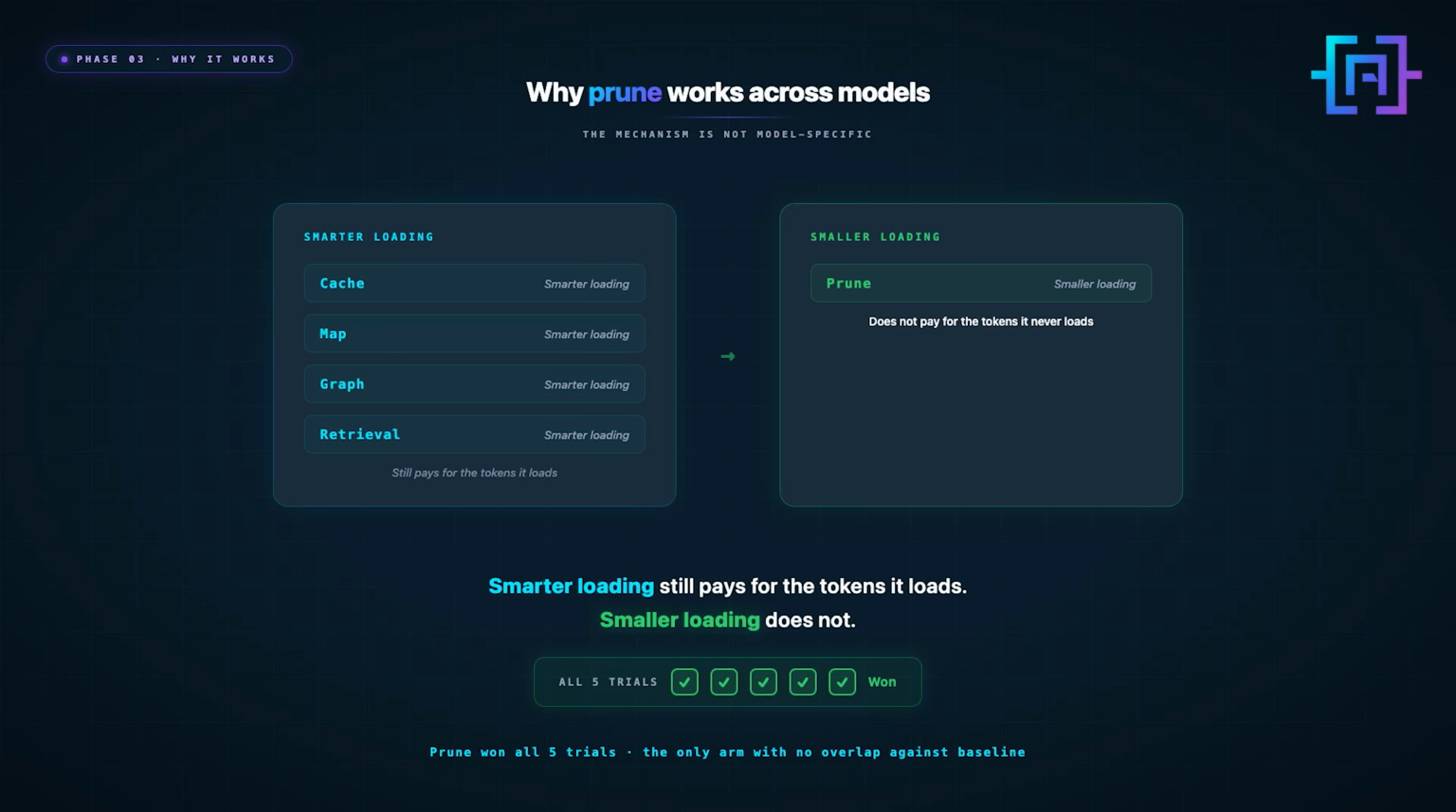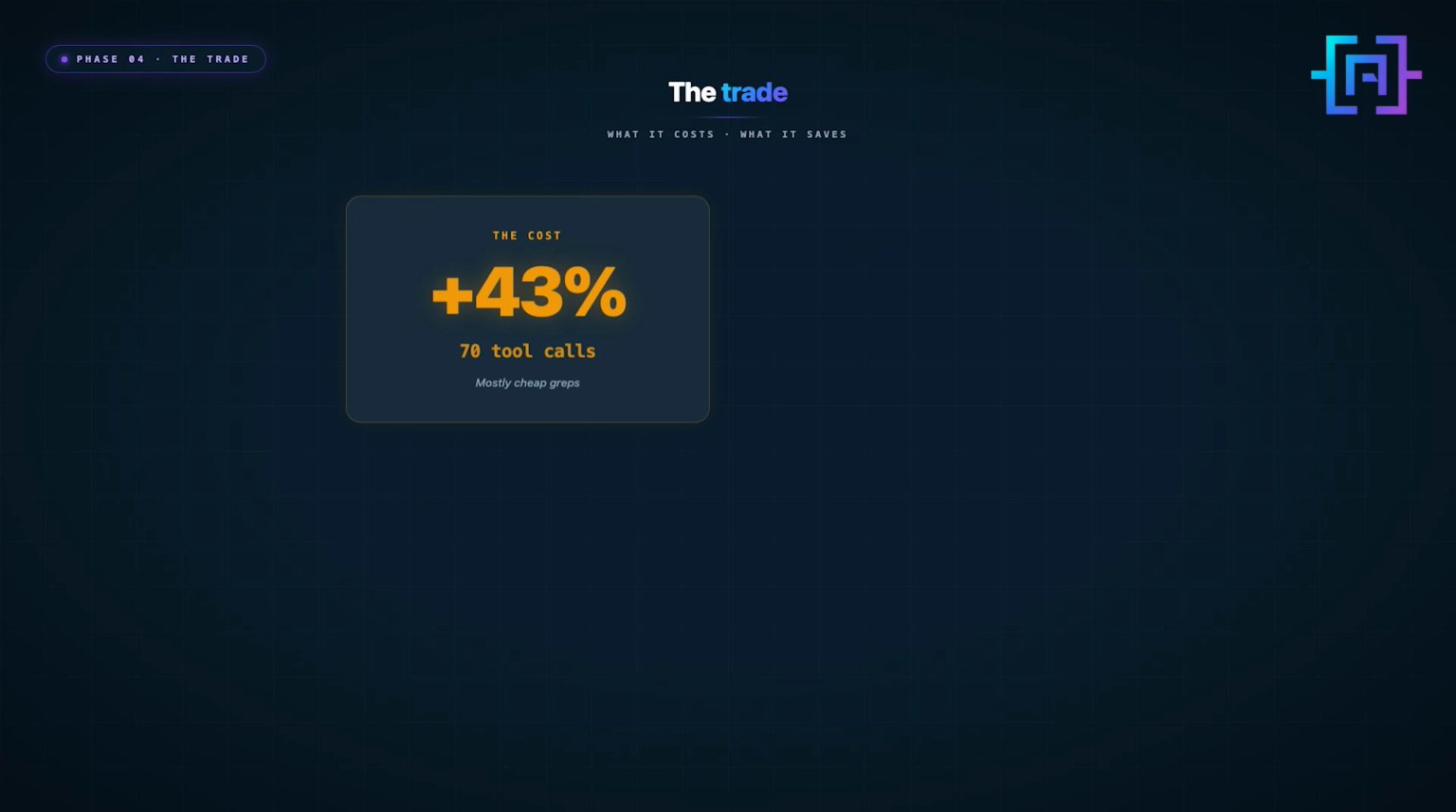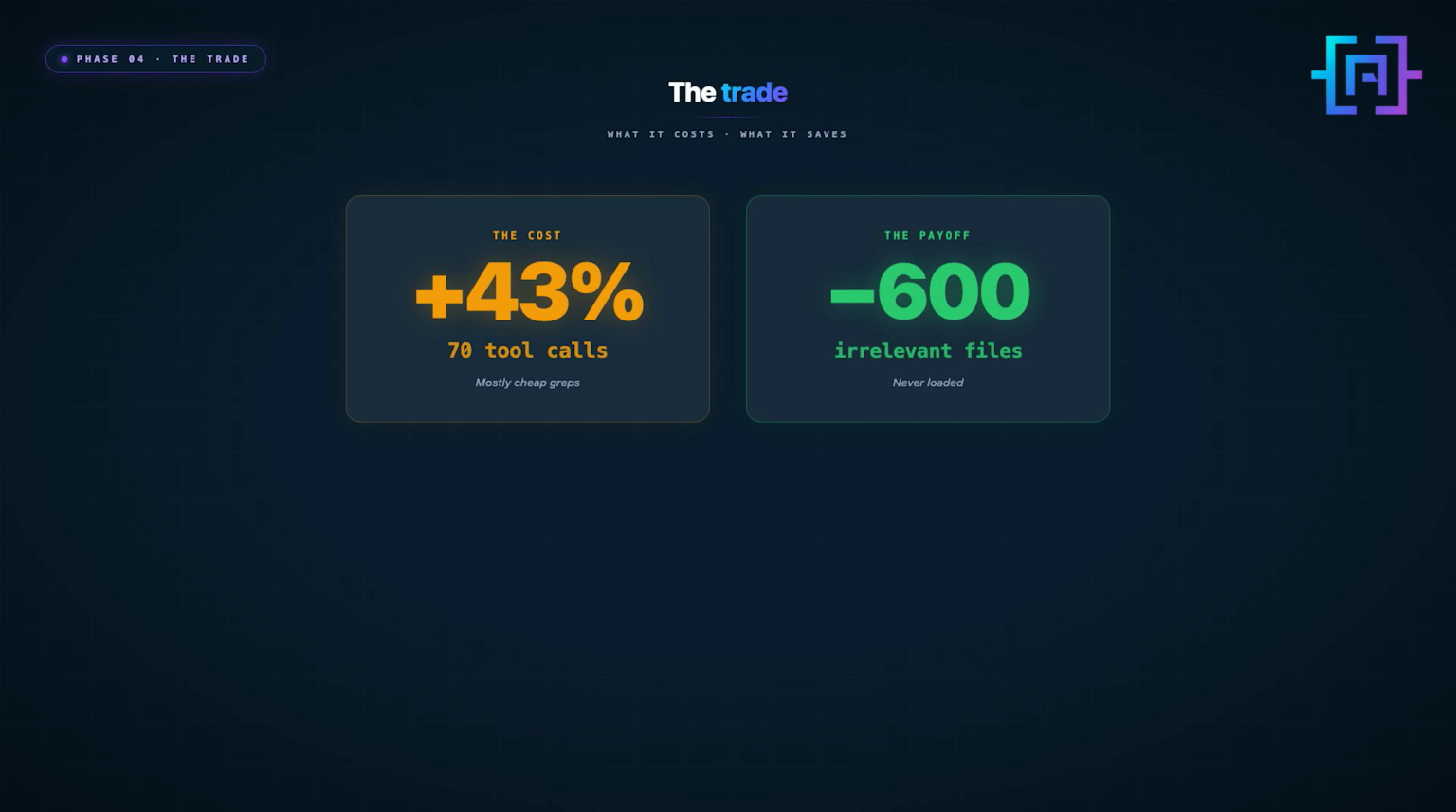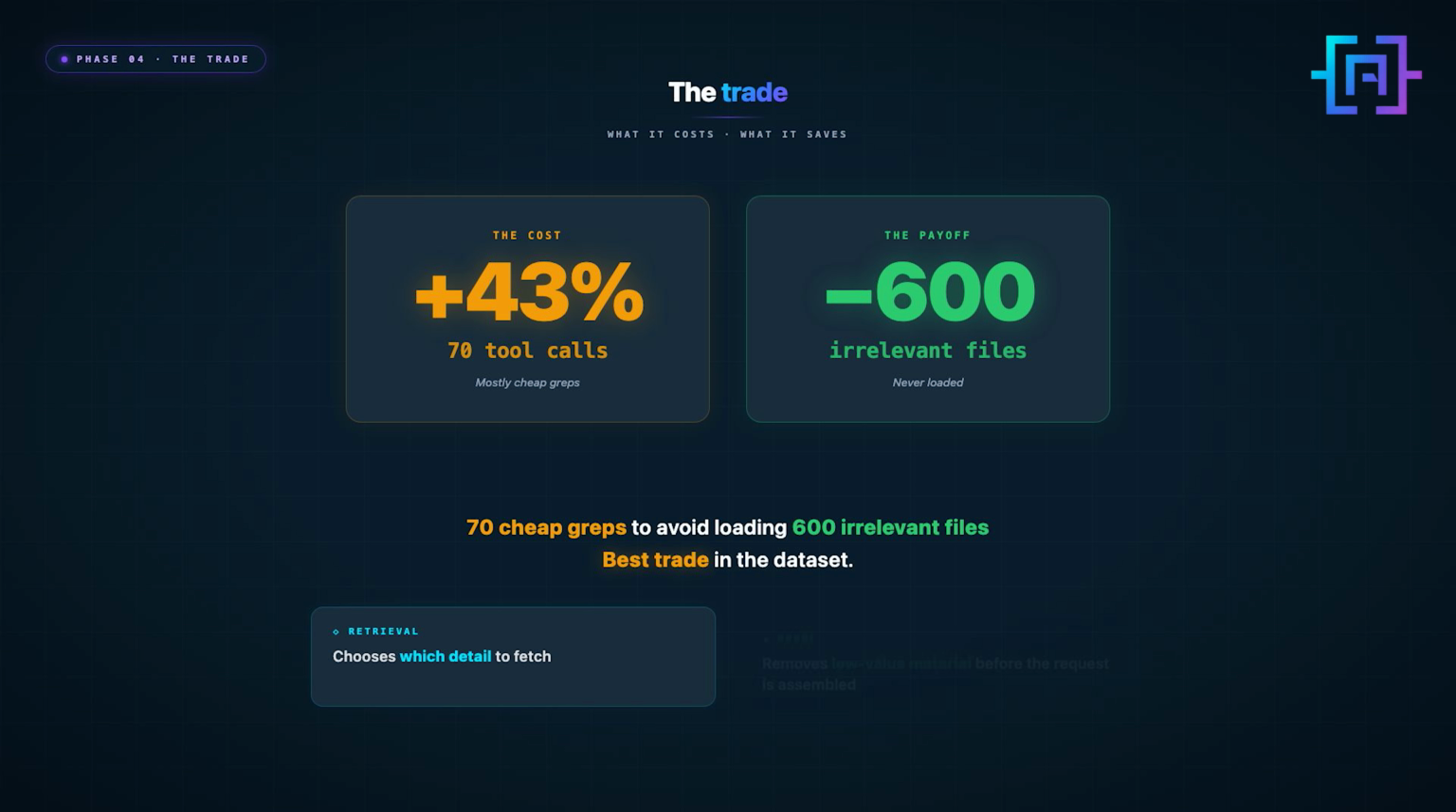That extra grip, the upfront decision about what matters, is the whole game. 70 tool calls, most of them cheap grips, to avoid loading 600 irrelevant files is the best trade in the dataset. This is not retrieval. Retrieval chooses which detail to fetch. Pruning starts with candidates already found and removes low-value material before the request is assembled.